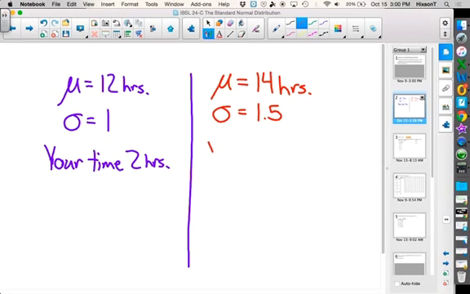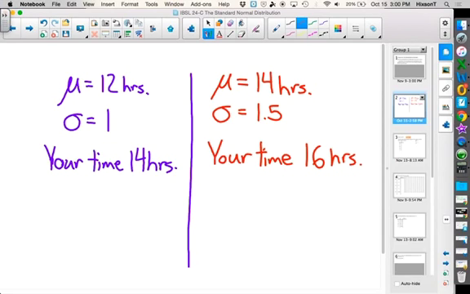And this year, your time was 14 hours. I was thinking it was 2 more than what the mean was. Your time here was also 2 hours higher than the mean. And the question is, relative to how everyone performed, which year did you do better?